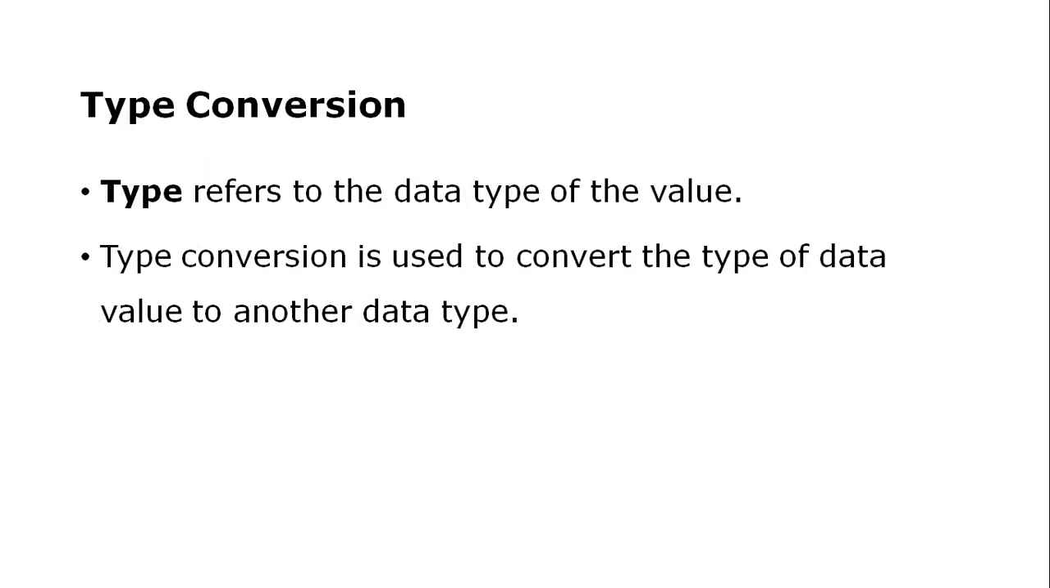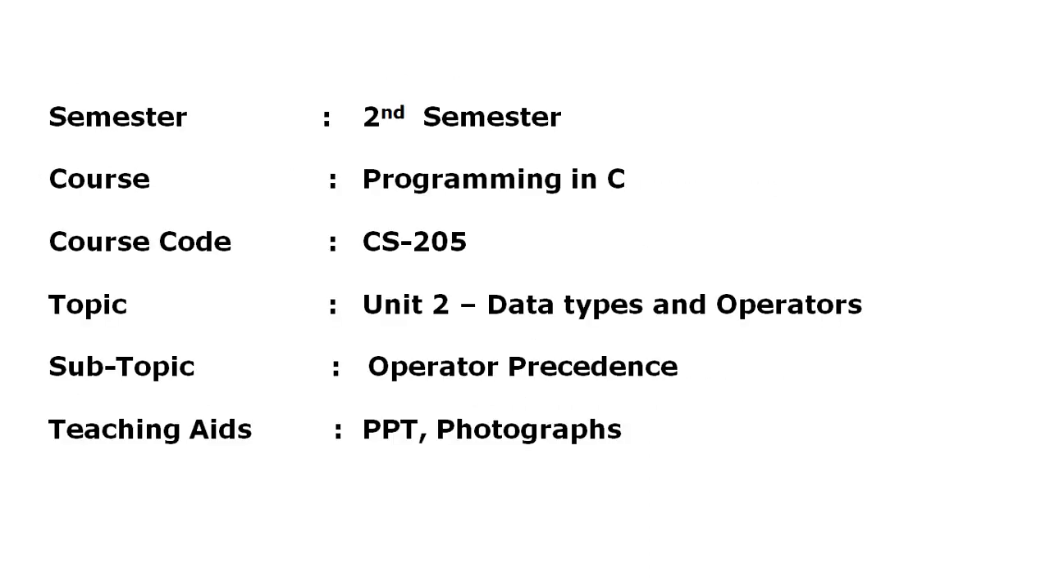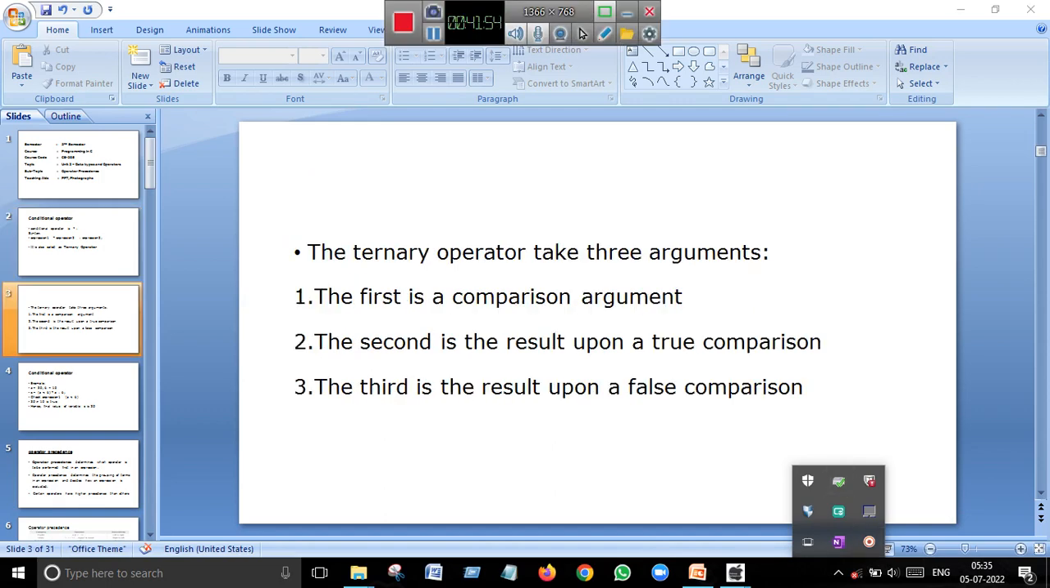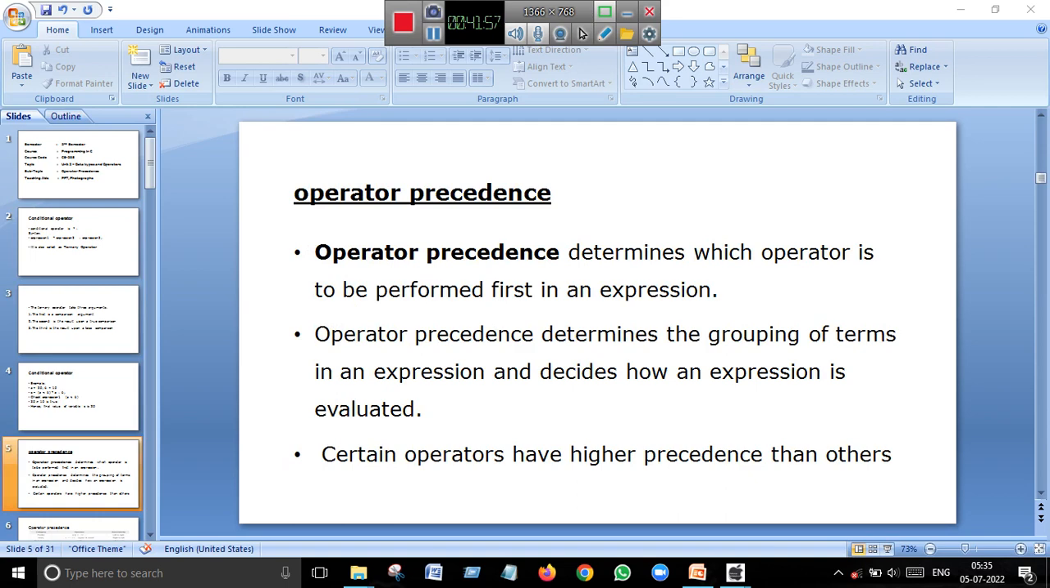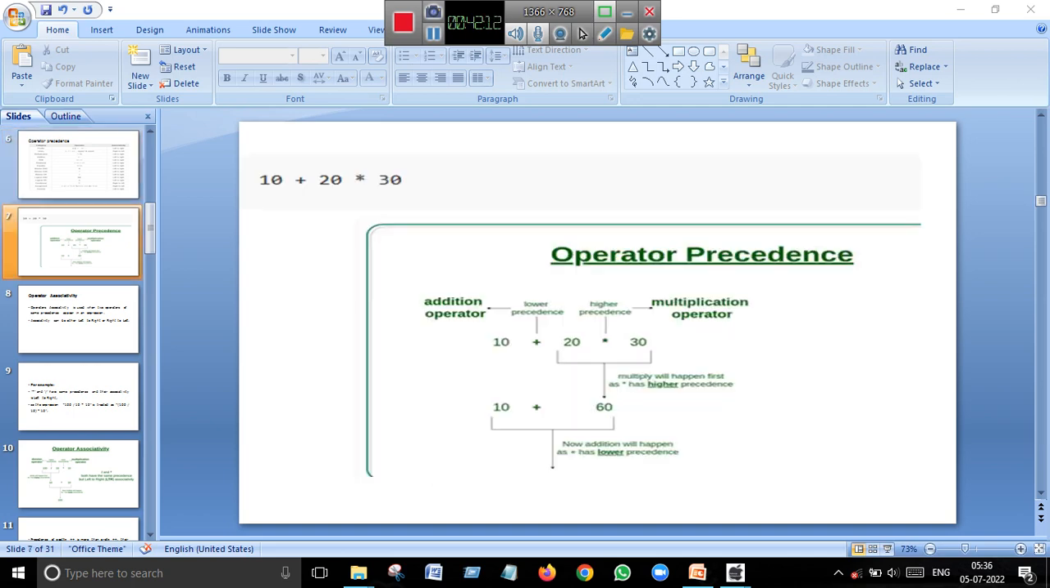So in this video I have covered operator precedence and operator associativity, an example on the conditional operator, and a program example on the conditional operator. Operator precedence tells us which operator should be evaluated first, and this is the diagram for it.